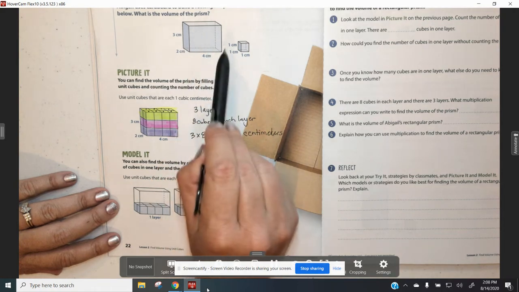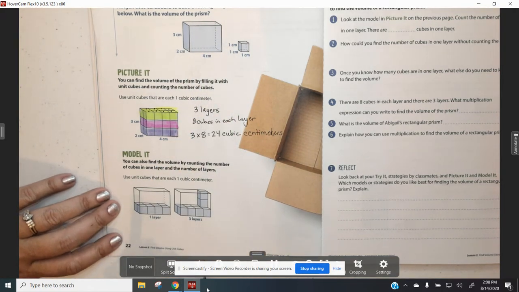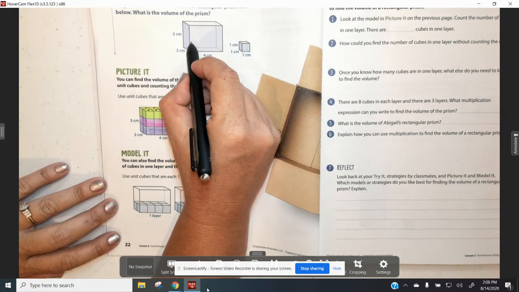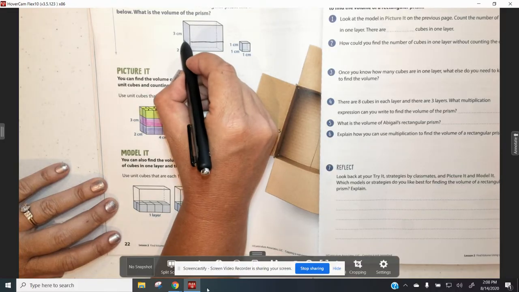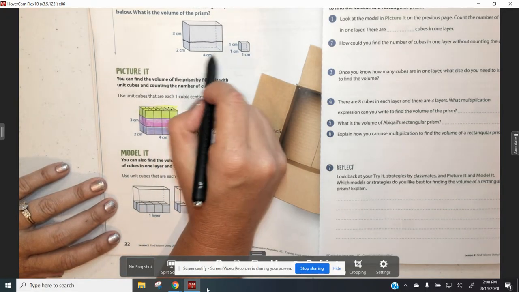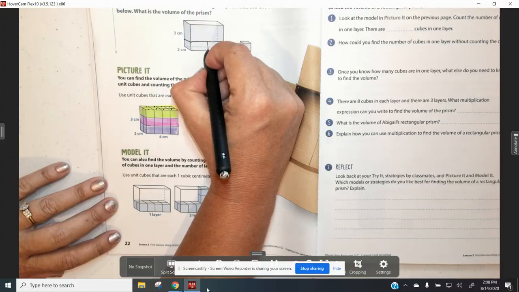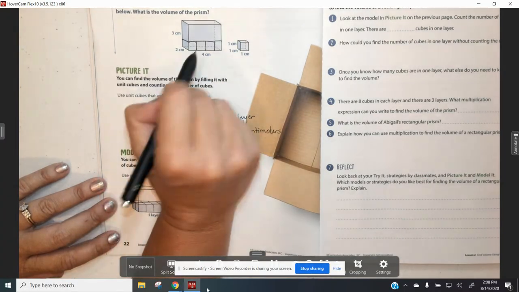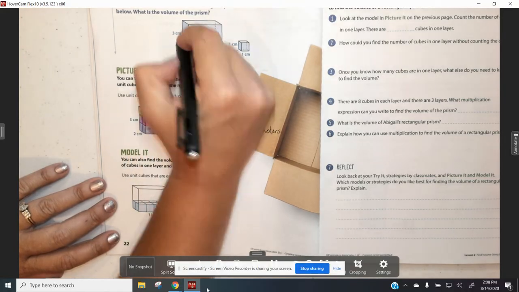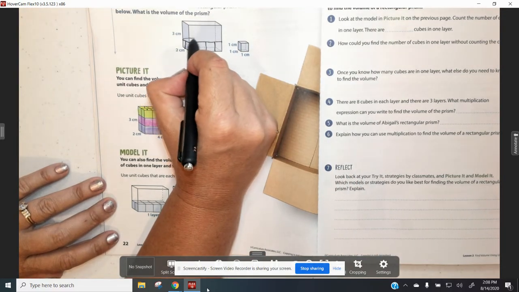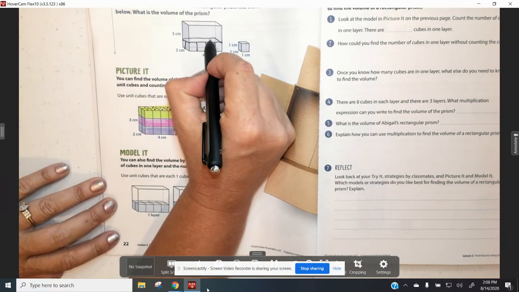I'm going to draw it up here to show you what they did. So first of all, we know that there are 3 layers. So I'm going to start out with just drawing one of those layers. So first we have 1 layer. Then we know that our length is broken into 4 centimeters. So I'm going to break that layer into 4 parts. And then our width is 2 centimeters, so I'm going to break our width into 2 parts. Then what you do is you just connect all of your lines.